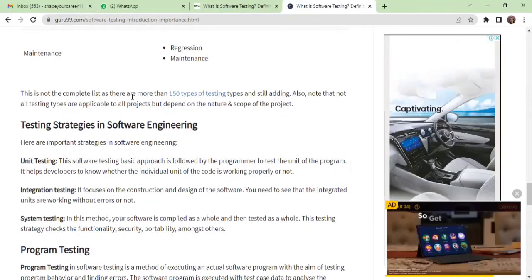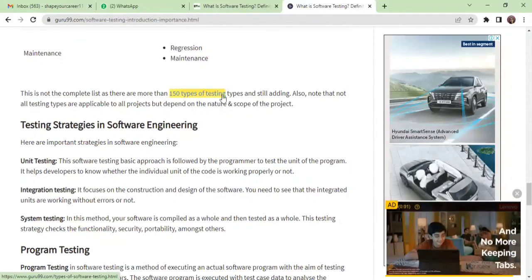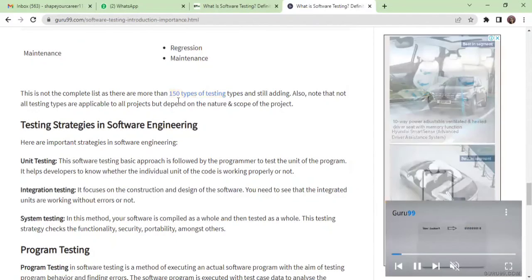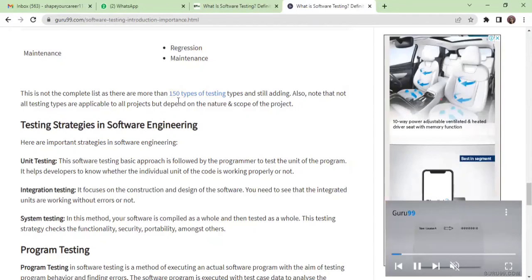Now this is not a complete list. There are more than 150 types, but these are not that important, so we'll get into them later on. Okay.